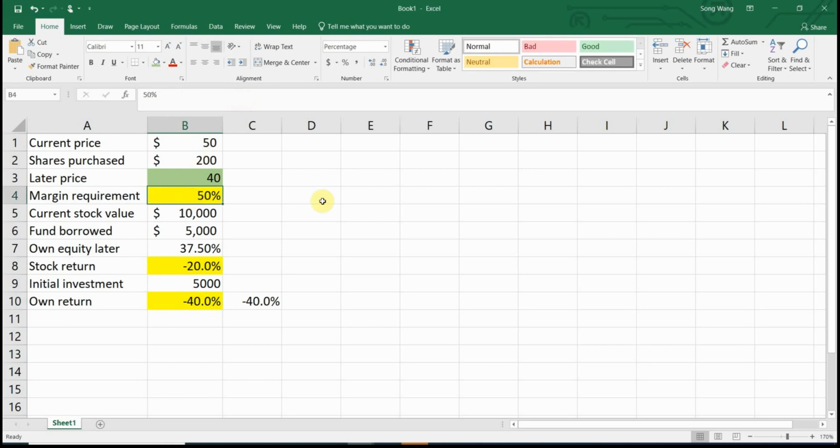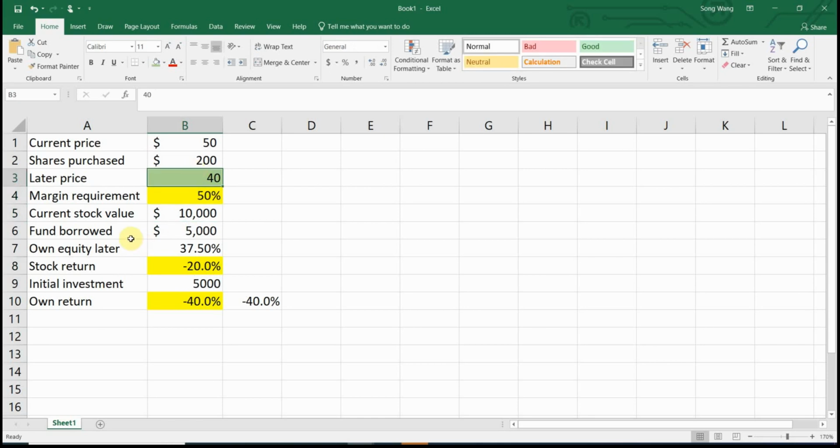So if the margin requirement is 100%, it's just the stock return because you did not borrow money: negative 20%, negative 20%. So if the margin requirement is 5% as in futures trading, then your return is actually 20 times worse than the stock drop. Okay.